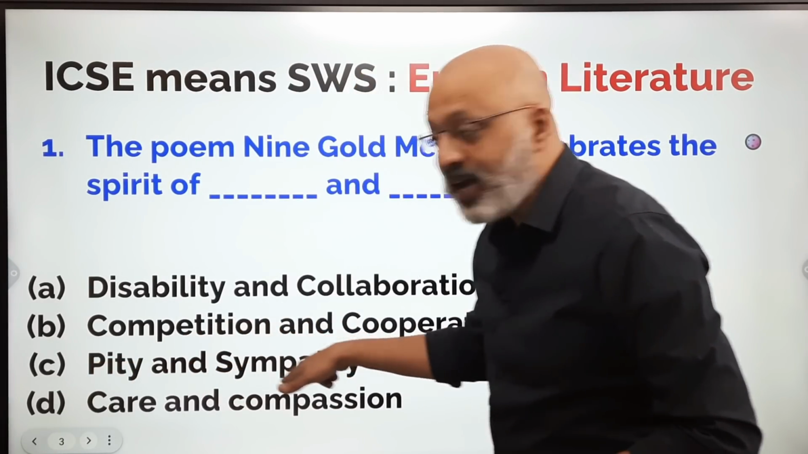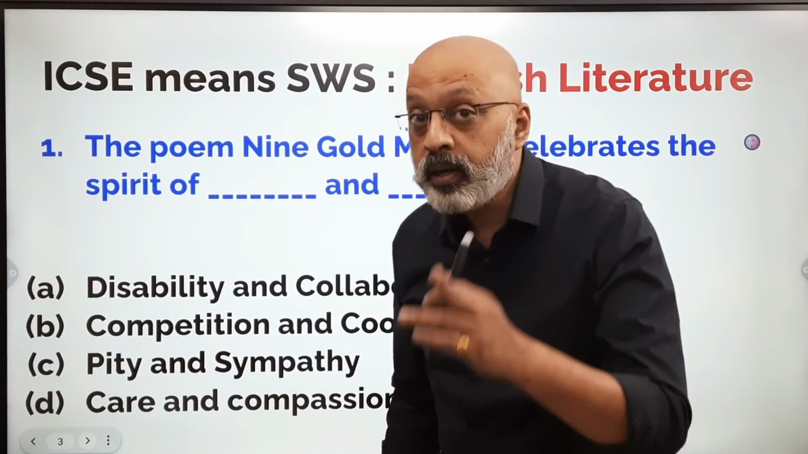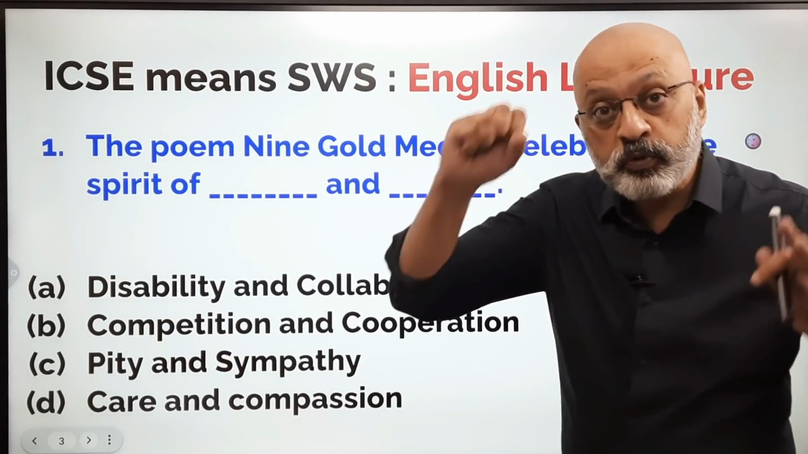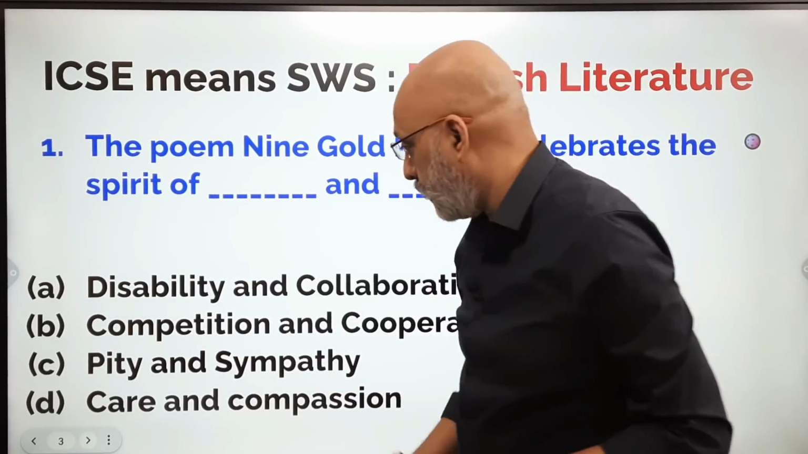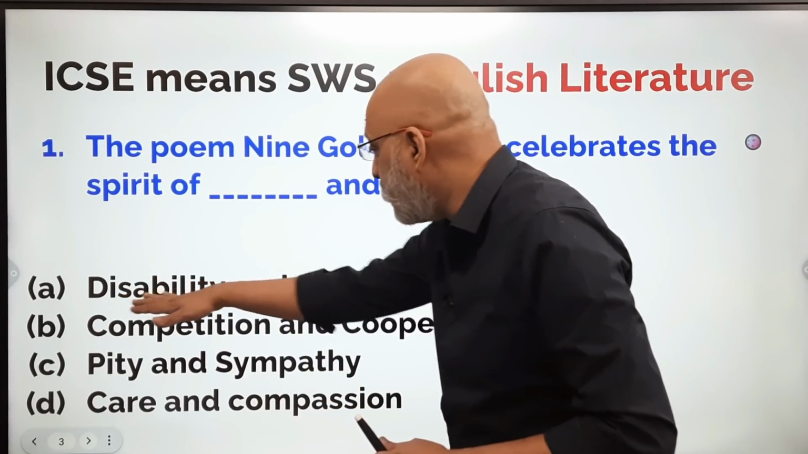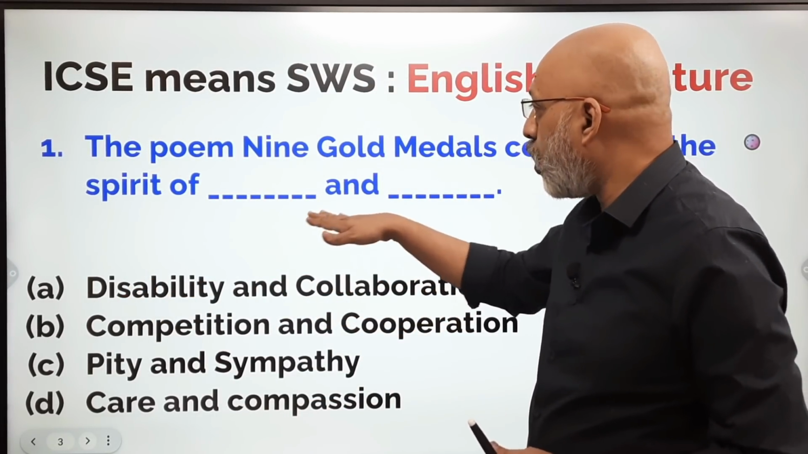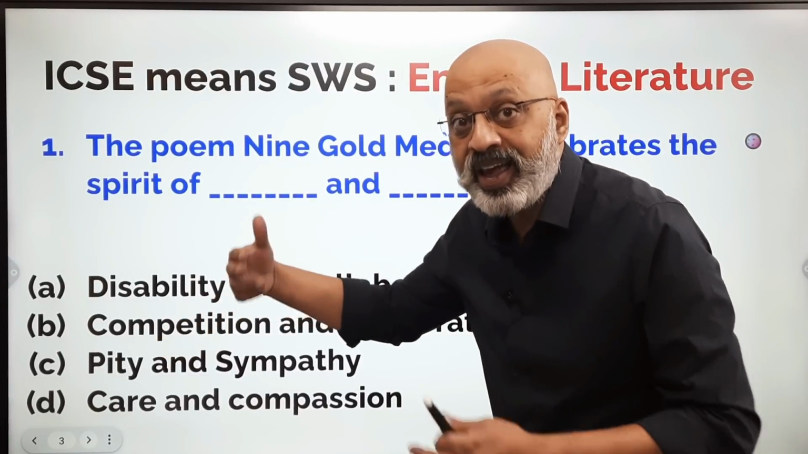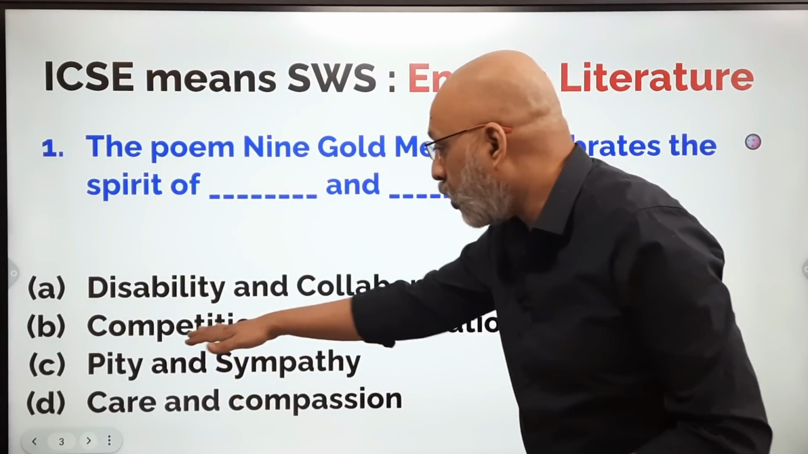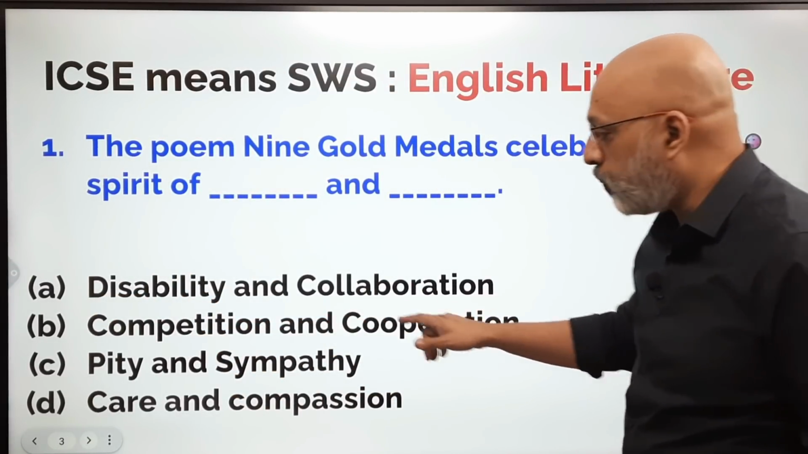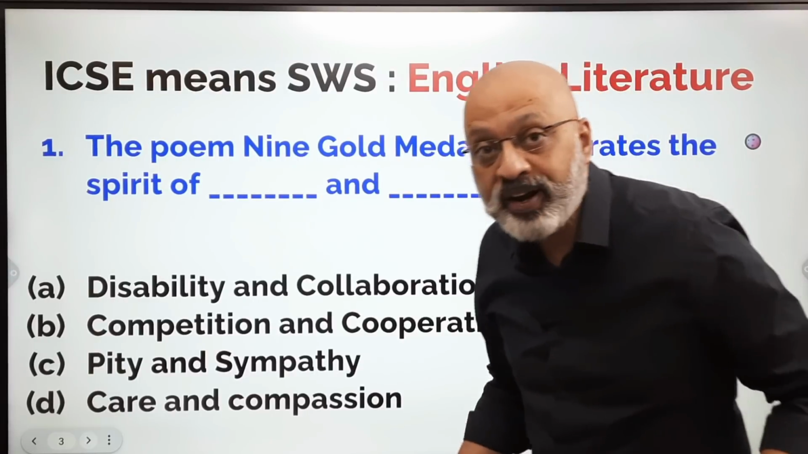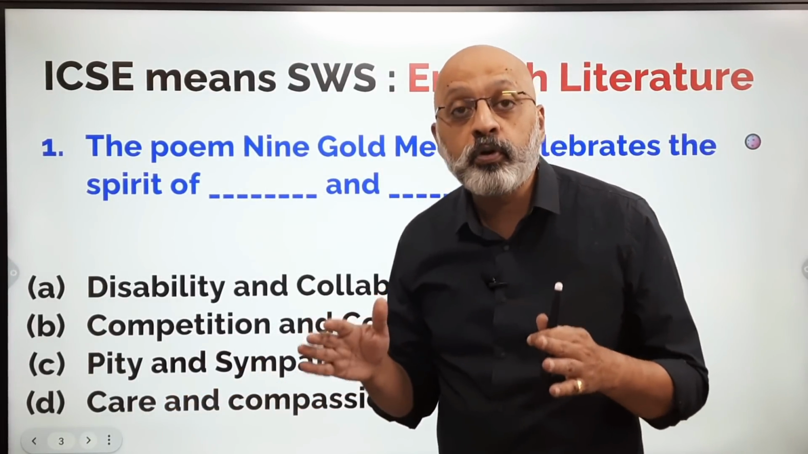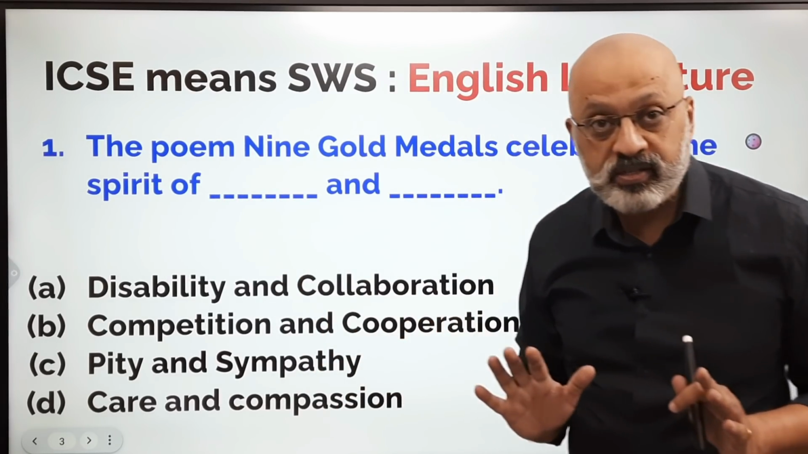Here obviously C has to be ruled out because we are talking of empathy, not pity and sympathy. Empathy is the dominant emotion. Remember the difference between pity, empathy and sympathy, especially between empathy and sympathy. Disability and collaboration, no, that is not being celebrated. Obviously, the poem is not celebrating the differently able nature of the athletes. Competition and cooperation, it's celebrating cooperation, but it is not celebrating competition. In fact, it is celebrating collaboration. So, care and compassion is the most appropriate option as far as this question is concerned.